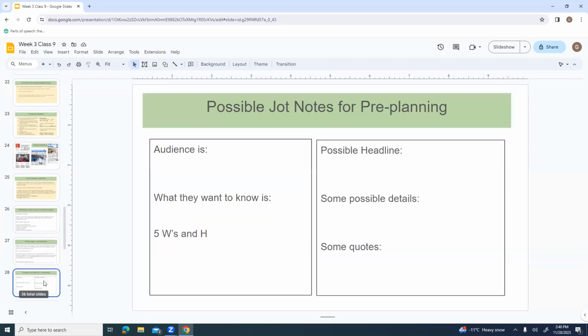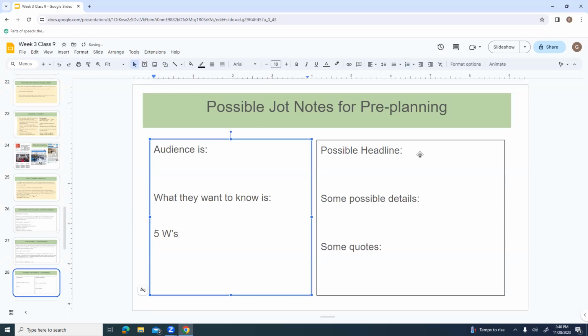And I haven't added a lot of details, okay? So I might have written down who my audience is. I might have thought about what they want to know. I might have made sure what the 5 W's were. I might have thought about my possible headline. What are some possible details? Do I need to make anything up that would be important? What are some quotes and who said them? So these are all my notes before I even read.